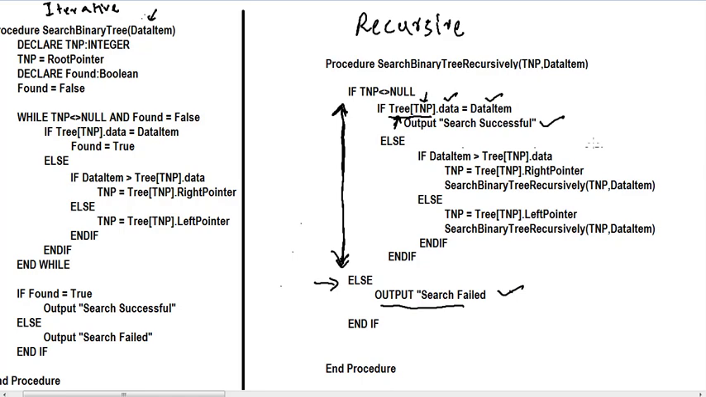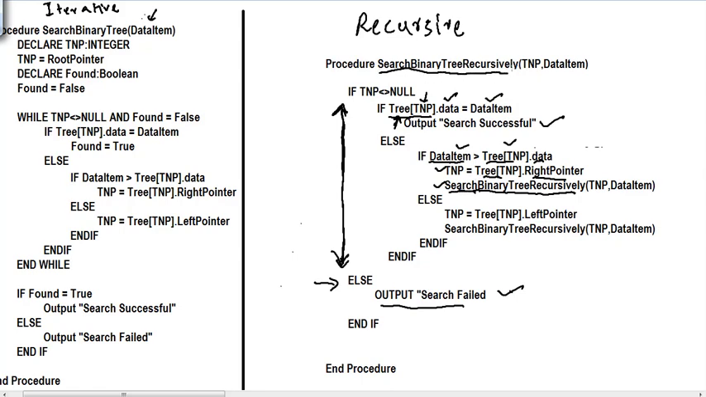And this is exactly what we are doing here. See, there are two ways that we can update the value of TNP. If the value that we are searching for, if data item is greater than the data value lying in our current node, then we have to update TNP using the right pointer of our current node, which is exactly what we are doing here. And after we've updated TNP, we are now placing a recursive call. Remember, this is the name of our procedure, right?